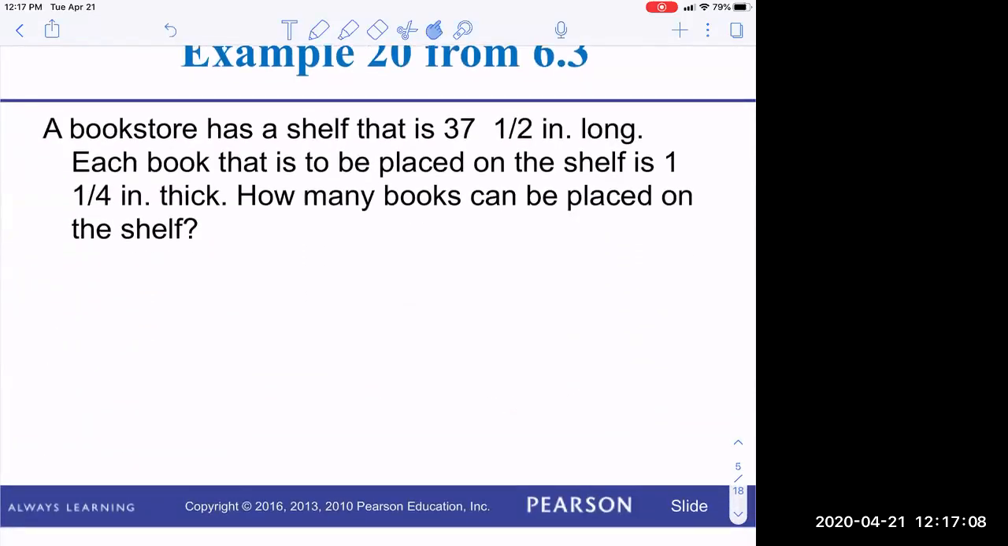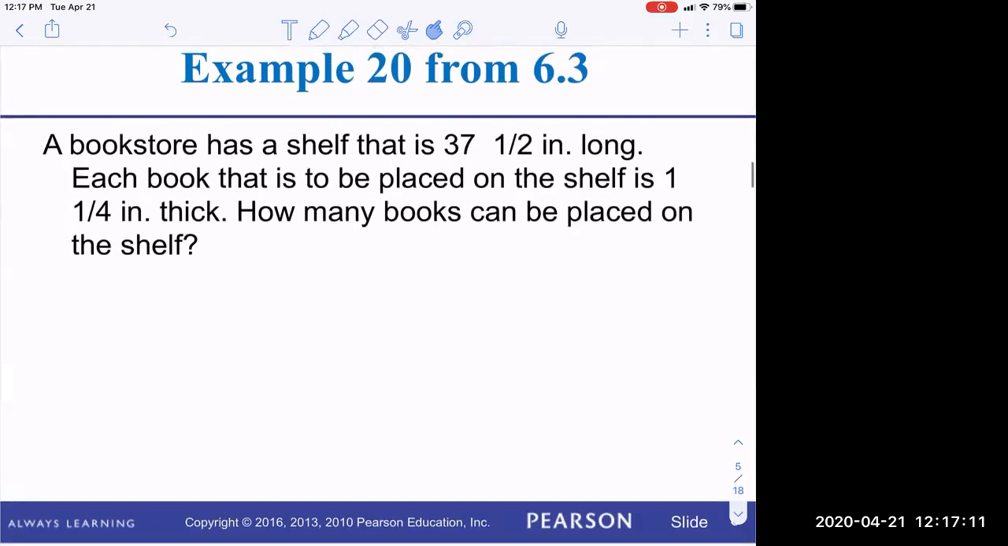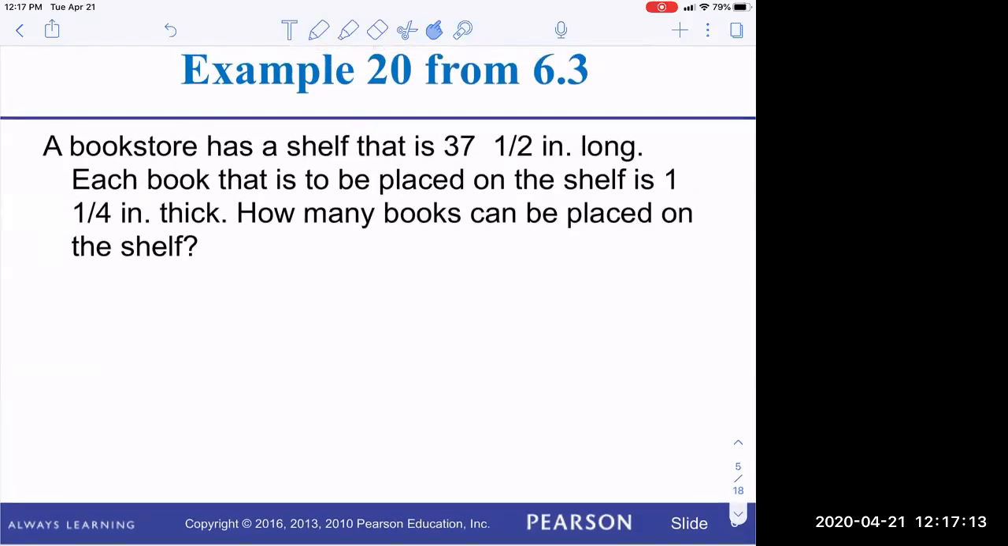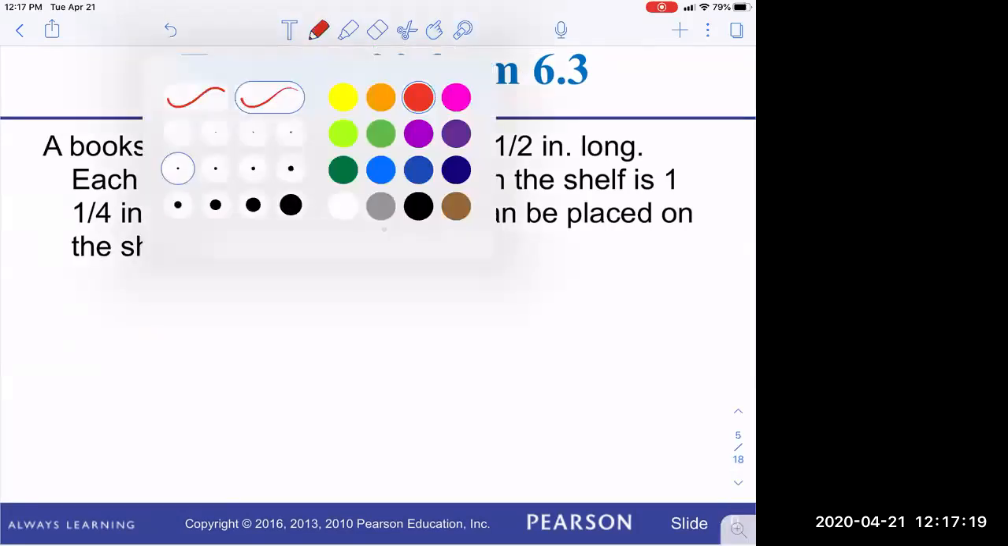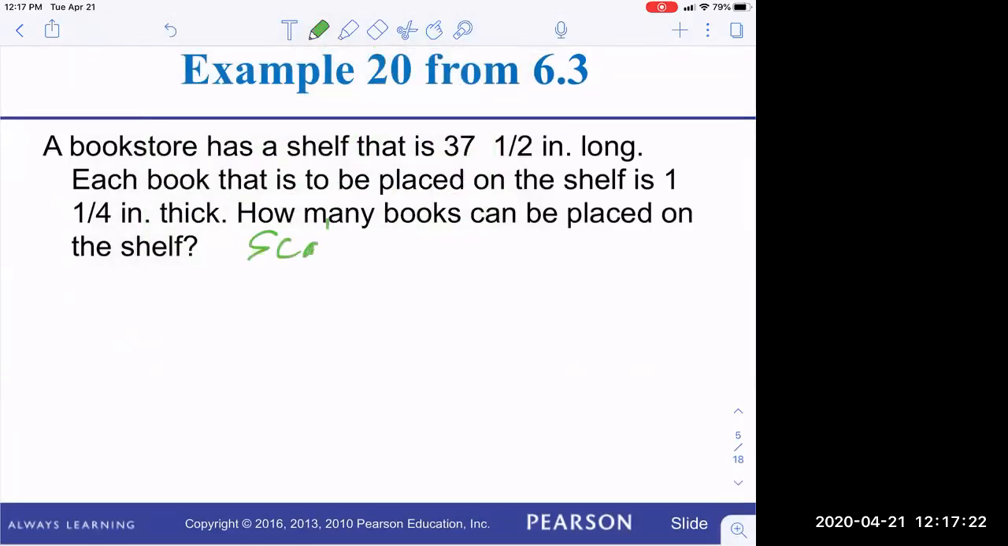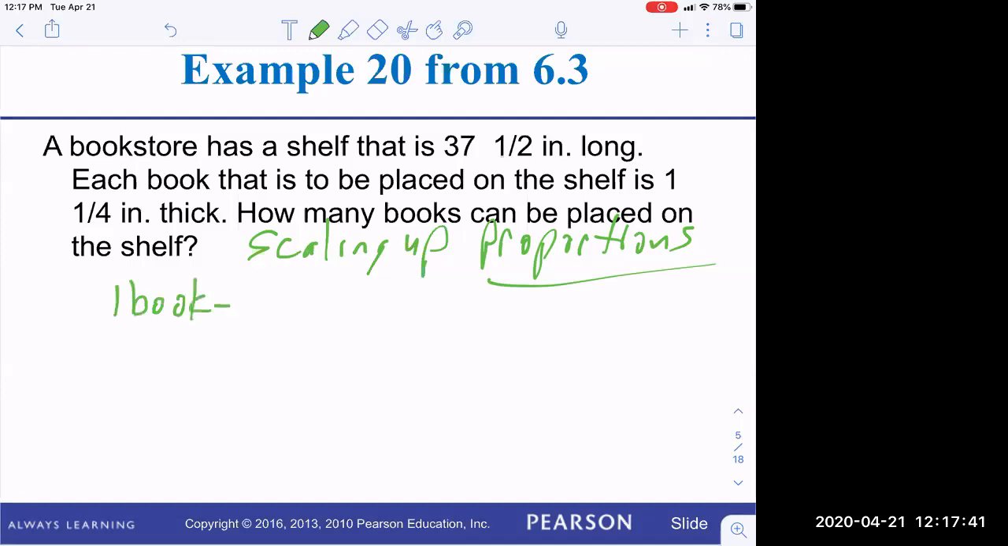Okay, same kind of problem. This is a division problem, but I'm going to do it with proportional reasoning because that's what our section is. So I am going to do a thing called scaling up, which is one way to reason with proportions. So I know that every book, so one book will use up 1 1/4 inches of the shelf.